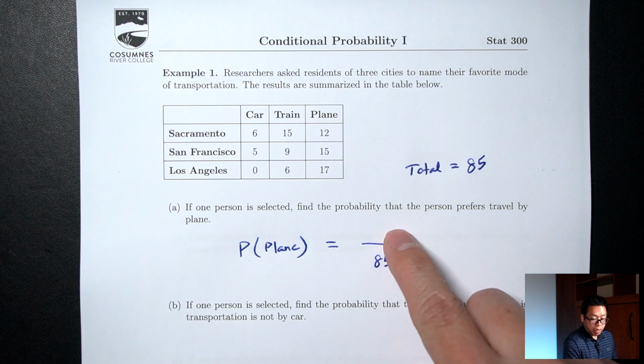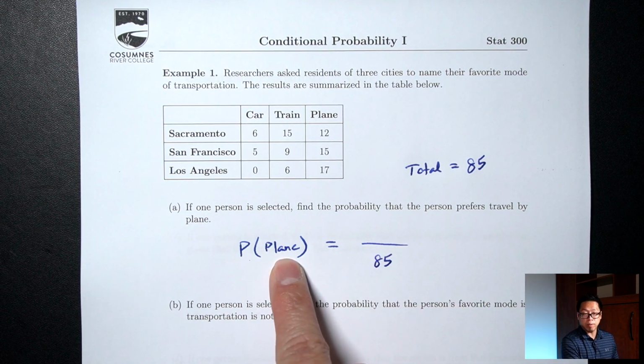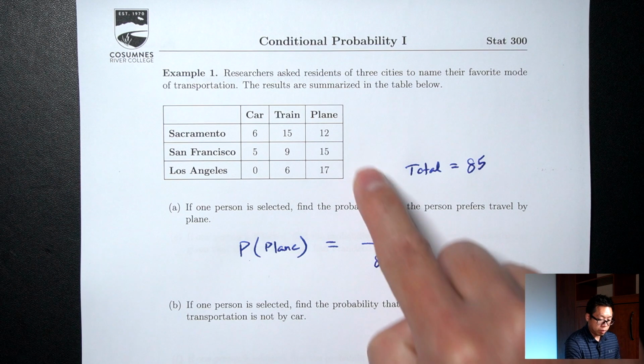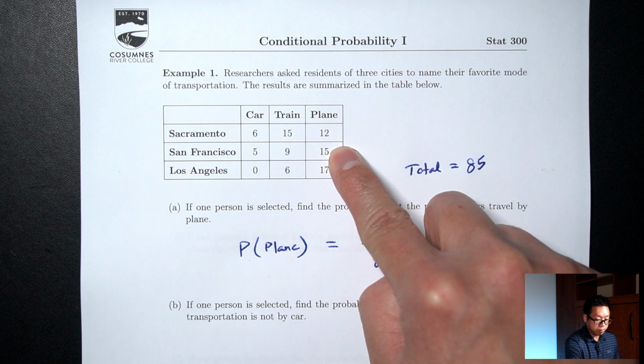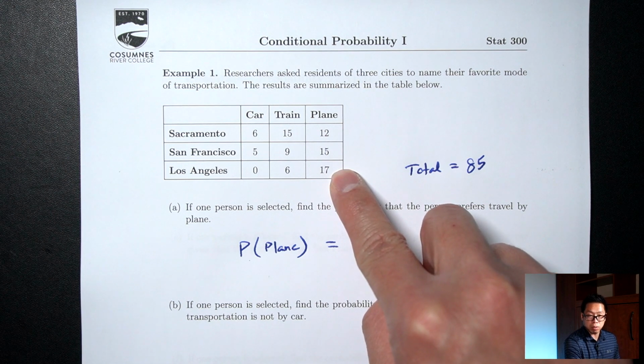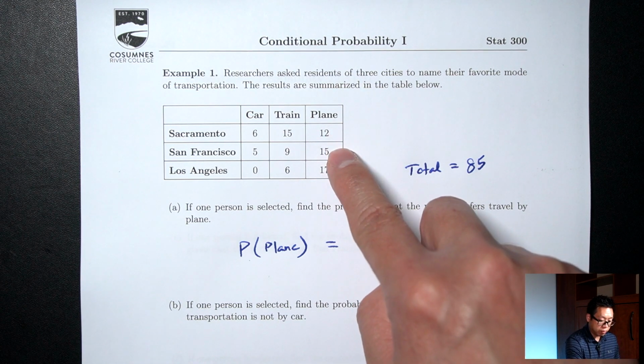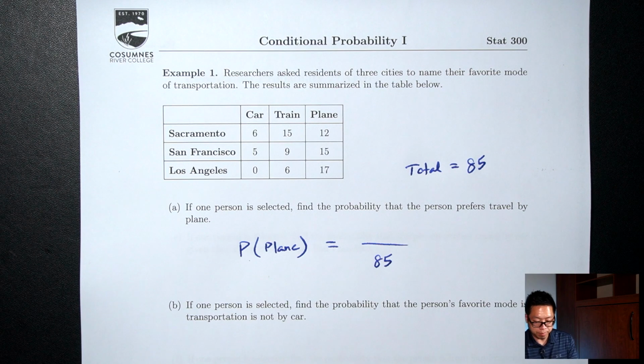For the top, how many people said plane was their favorite? So these 12 people said plane. Also, these 15 people said plane also. And these 17 people also said plane. So 12 plus 15 plus 17, 44.